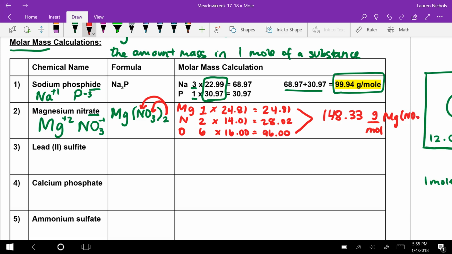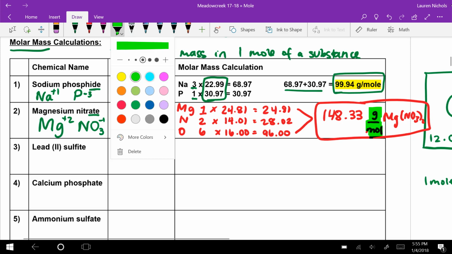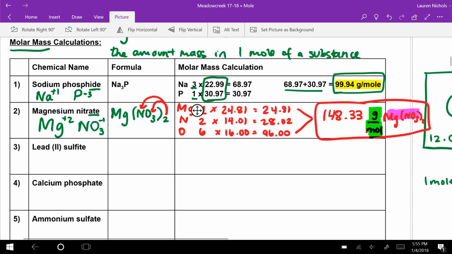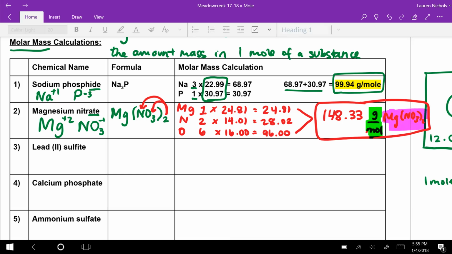You want to make sure that you get in the habit of always including your unit. So the unit in this case would be grams per mole. And you also want to make sure you get in the habit of including what substance it is. Both will be necessary for a correct answer in a practice problem. So what I want you to do is practice the rest of them. Pause the video, practice the rest, including your formula naming and doing your molar mass calculations, and then you can unpause the video to check your answers to see if you have been successful.